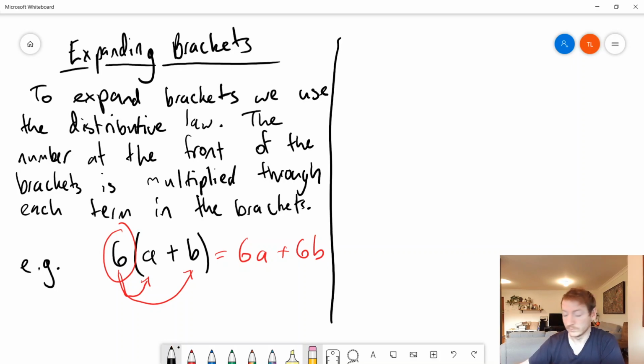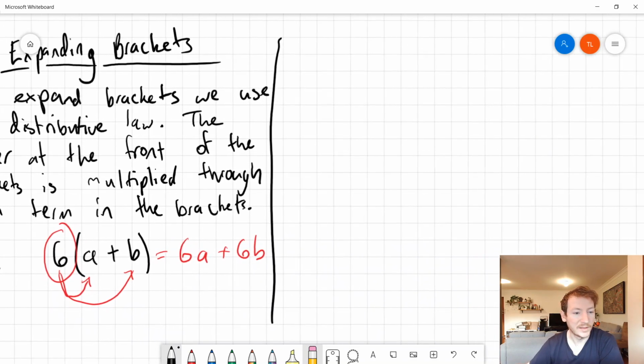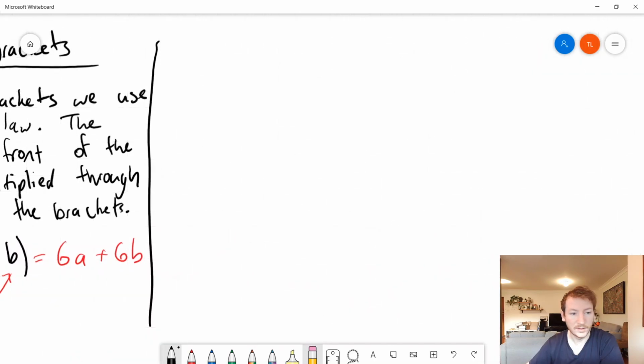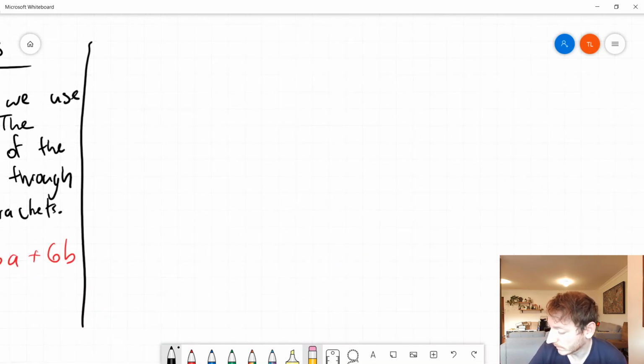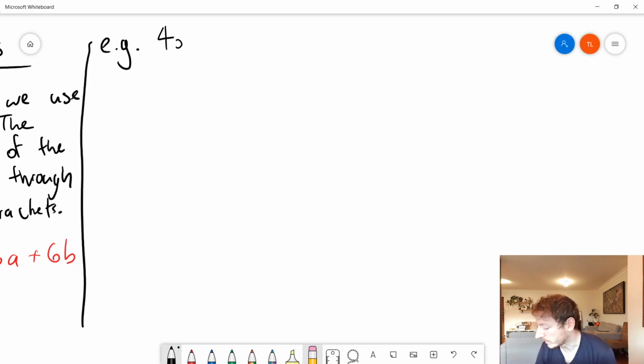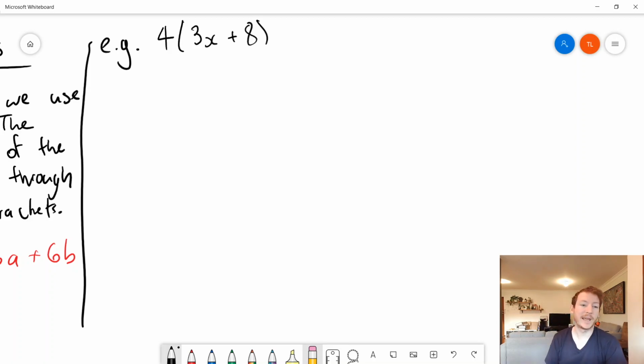Let's do some EGs. I might move that sideways. Pause it, sorry. If you need to get a bit more of that. So EG. Let's say 4, I'll step it up later, times (3x + 8). We need to expand these brackets.